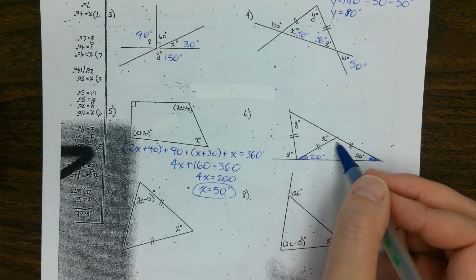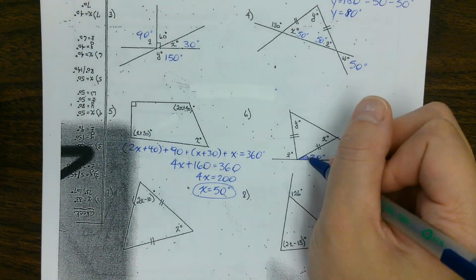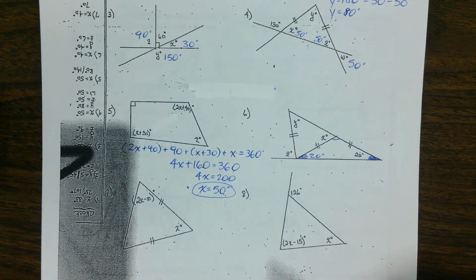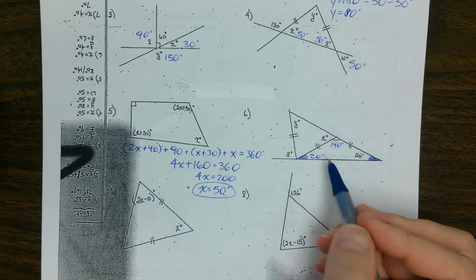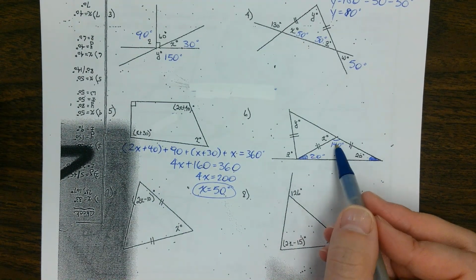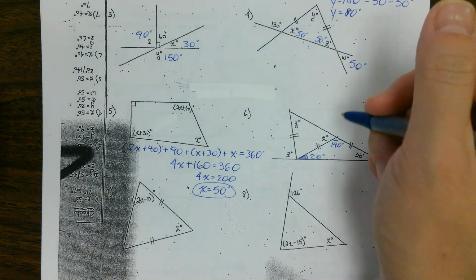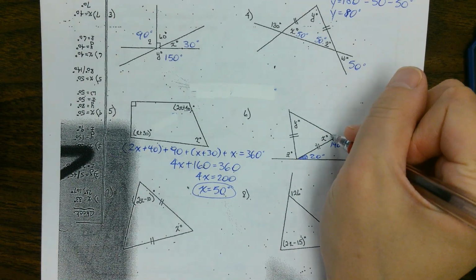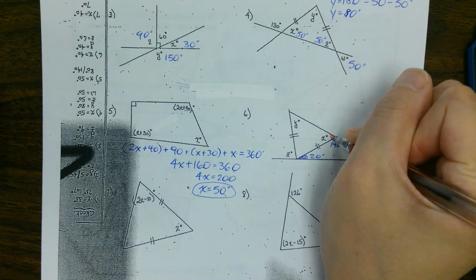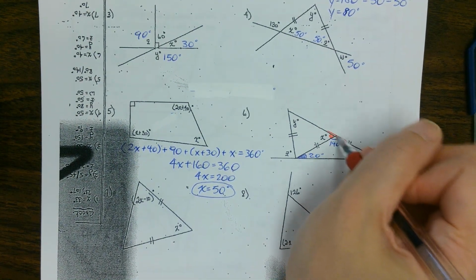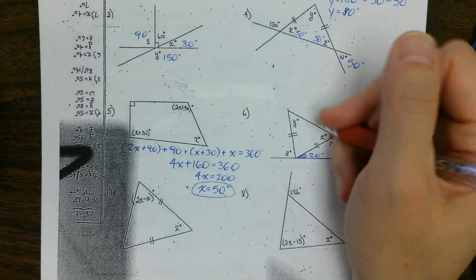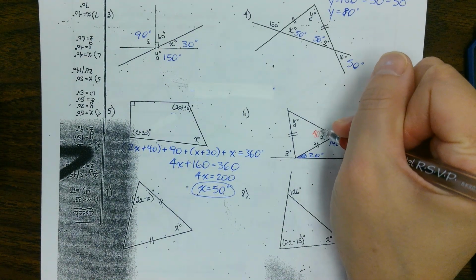So since I know this is 20, I can actually figure out what that is. 140, right? 180 minus 20, this makes it 140. Right, because this is a supplementary. So it's a straight line supplementary. That means x is 40 degrees.